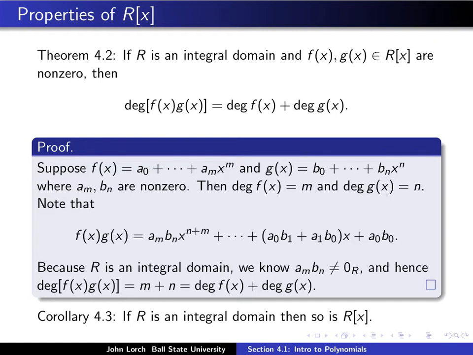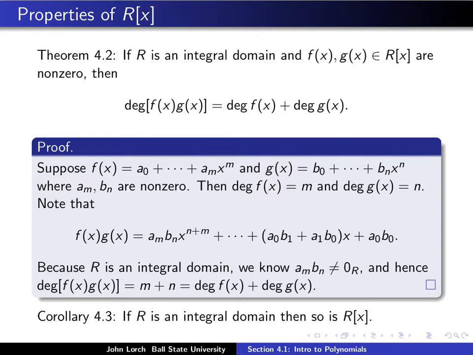Okay, now it's natural to wonder if you have a base ring R that has certain properties, then what properties accrue to the polynomial ring R adjoin X? So here's an example of such a thing. Theorem 4.2 in your book says that if R is an integral domain and we take two polynomials in the corresponding polynomial ring, then the degree of the product polynomial is exactly equal to the degree of the first polynomial plus the degree of the second polynomial. And we can write down a proof for that in fairly short order.